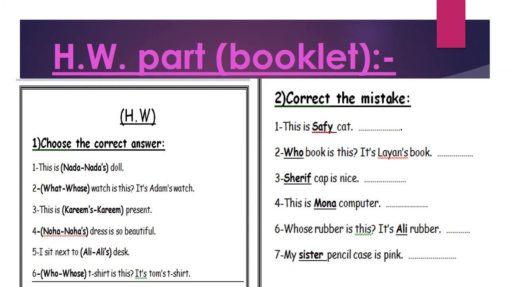Question number 2, correct the mistake. You are going to read the sentence carefully, and there is a line under the wrong word and you have to correct it and write it again, okay? So number 1, this is Sophie's cat. Number 2, who book is this? It's Lian's book. Number 3, Sharif cap is nice. Number 4, this is Mona computer. Number 6, whose rubber is this? It's Ali rubber. Number 7, my sister pencil case is pink. So try to figure out the mistake and write the correct answer.